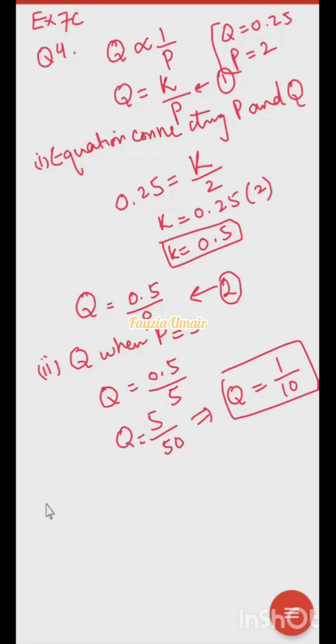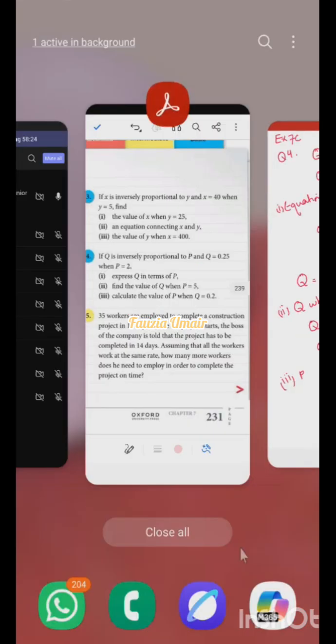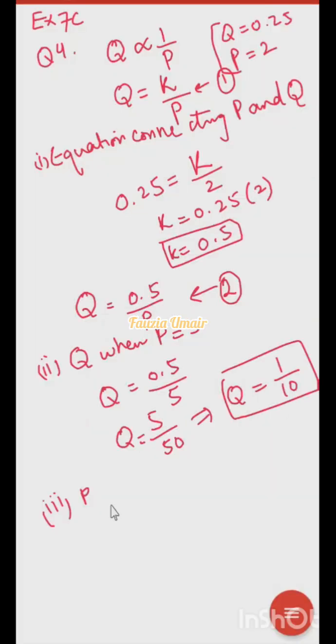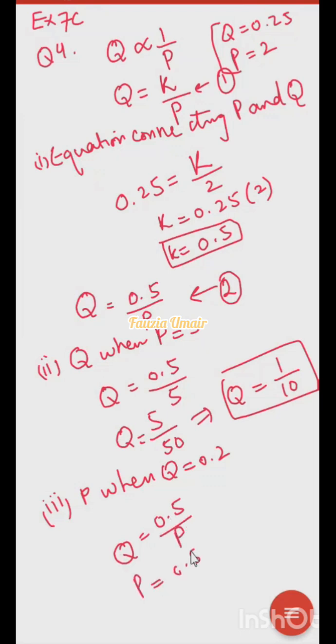So now the third part. In the third part we need to find out p when q is 0.2. Okay, so we will put the values in the equation. So q is equal to 0.5 by p, this is the equation you have. Take this p to the other side of the equation, so p is equal to 0.5 divided by the value of q, which is 0.2.